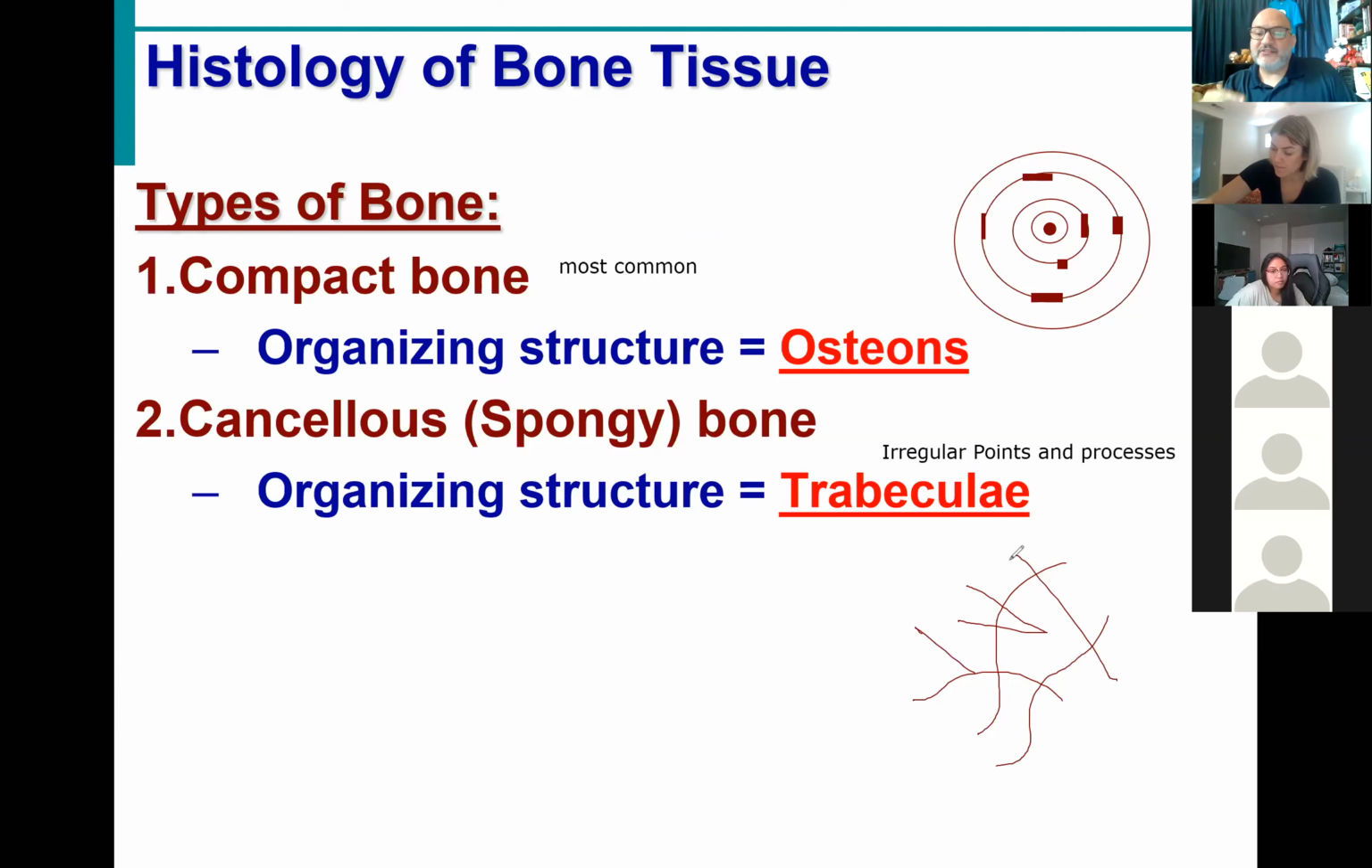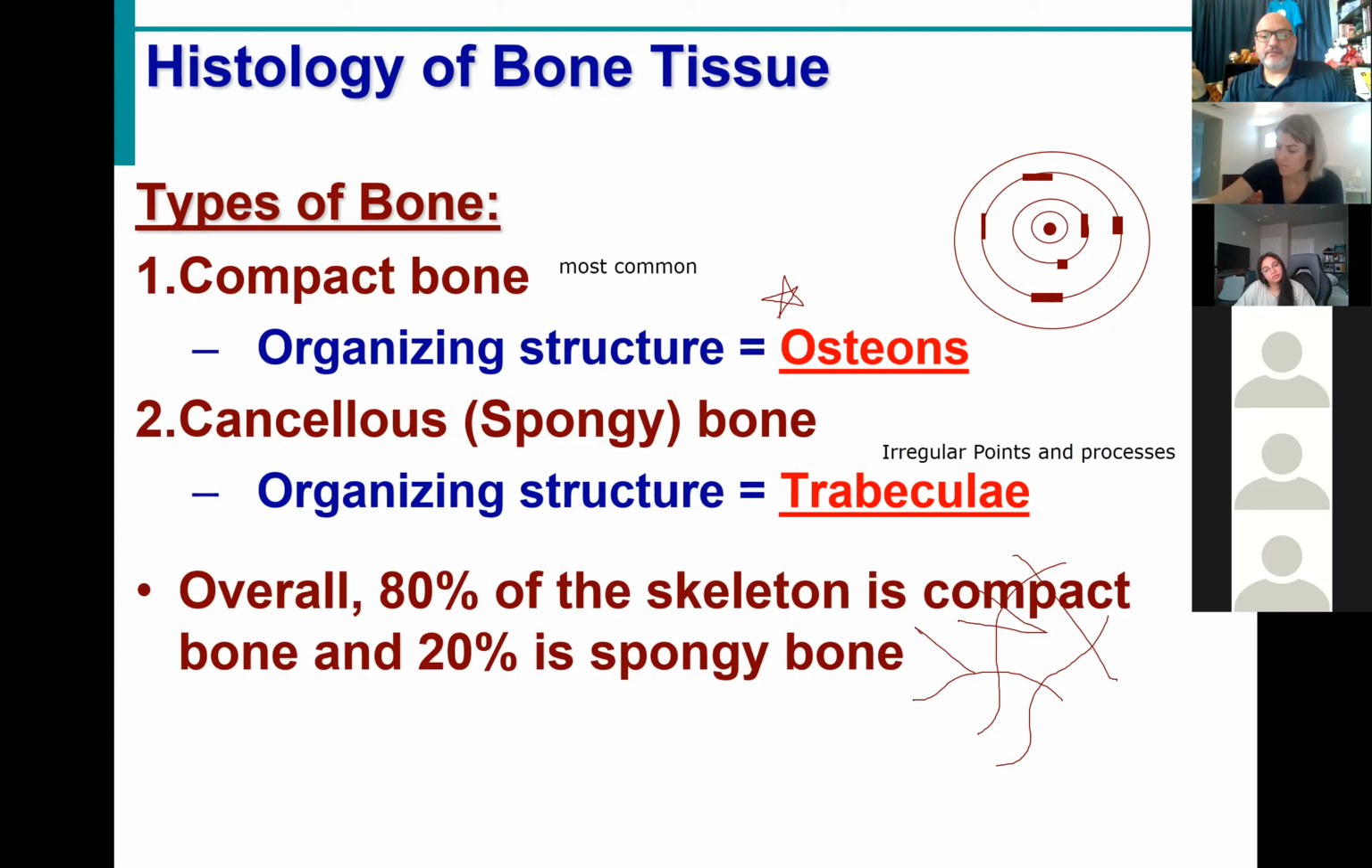And every single one of these we call a trabecula. So all these irregular points and processes, it doesn't have a uniform shape. The osteon has a uniform shape. A trabecula does not have a uniform shape. It has these irregular points and processes, which makes it look like the end of the sponge.